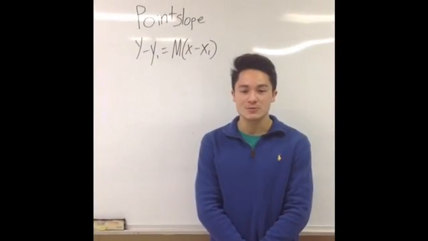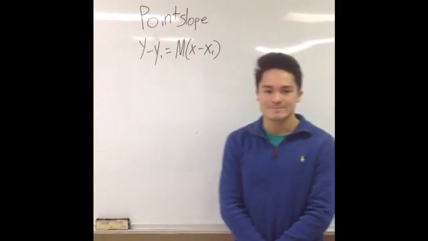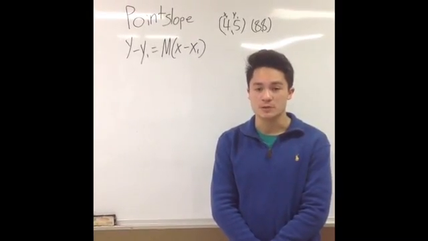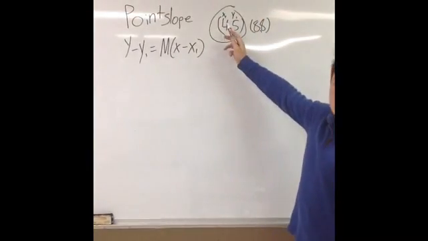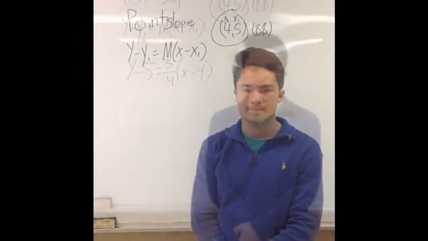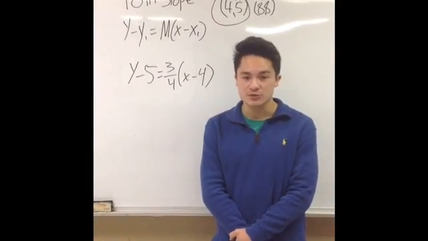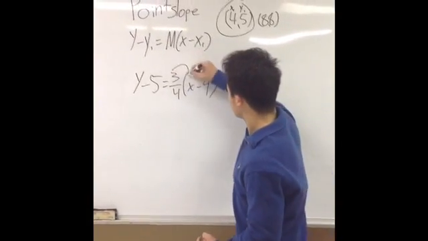Now I'm going to show you another way to solve the problem using point-slope formula. First things first is to plug in your points. We're going to use 4, 5. 4 is our x, and 5 is our y. Now that we've plugged in our 2 points, we now need to distribute the 3/4 to the x and to the -4.